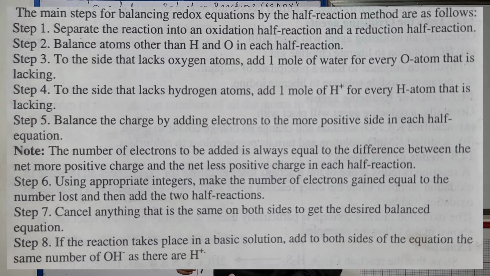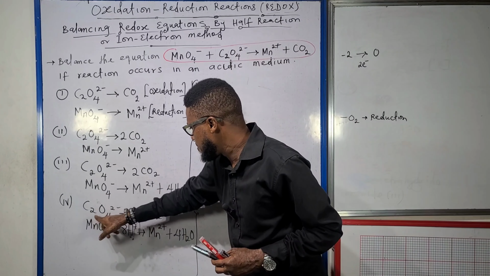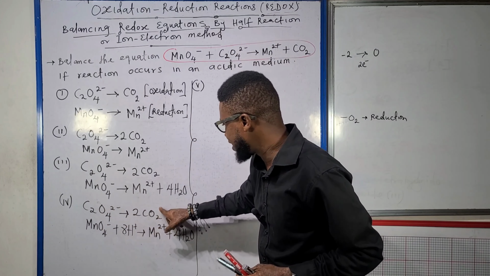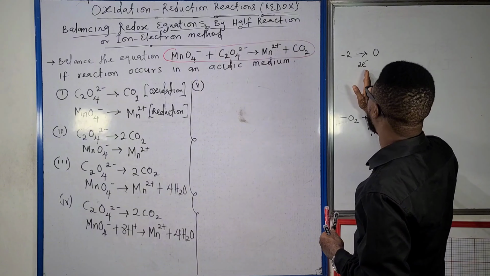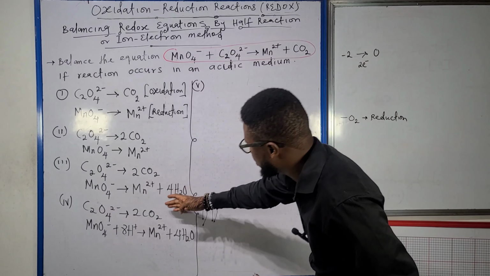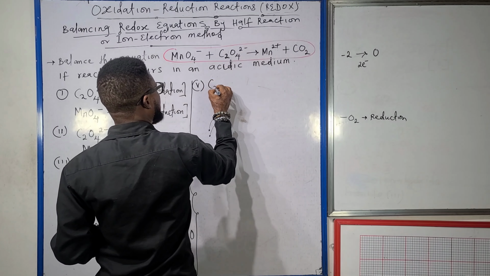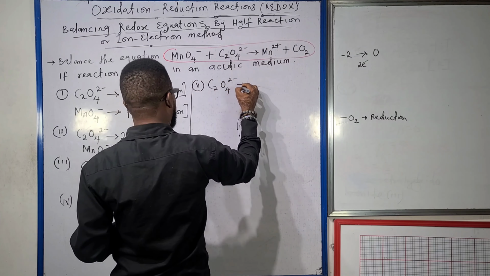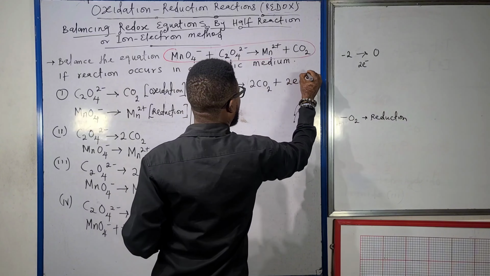Look at it again. Step 5, balance the charge by adding electrons to the more positive side in each half equation. Looking at it again, -2, that's the charge here. This one is not charged, that is 0. -2 to 0, the difference is 2 electron. Which side is the more positive side? The product side, which has a charge of 0. So we'll be adding 2 electrons to that, so that this will mean C2O4 2 minus to give us 2CO2 plus 2 electron.